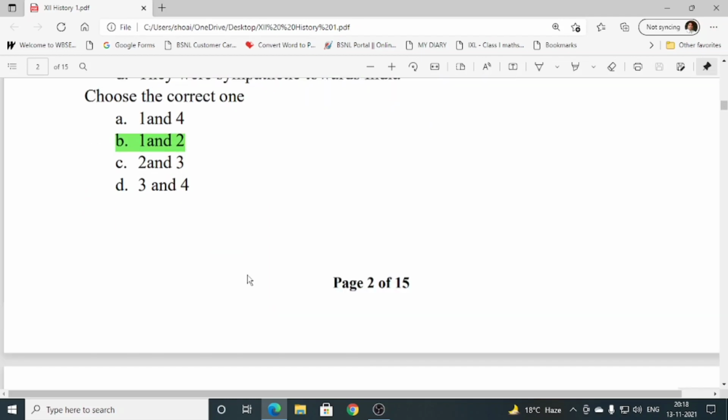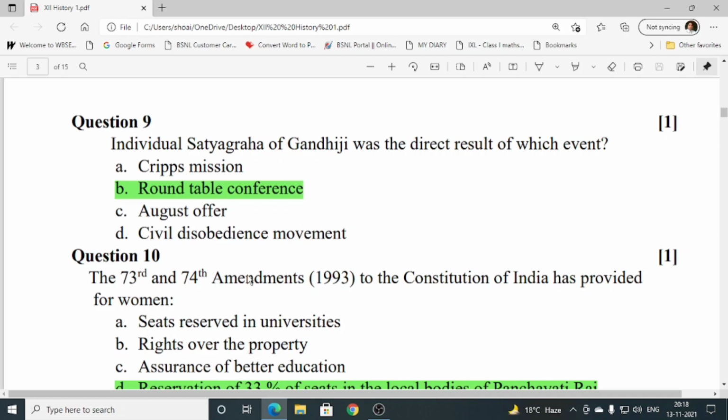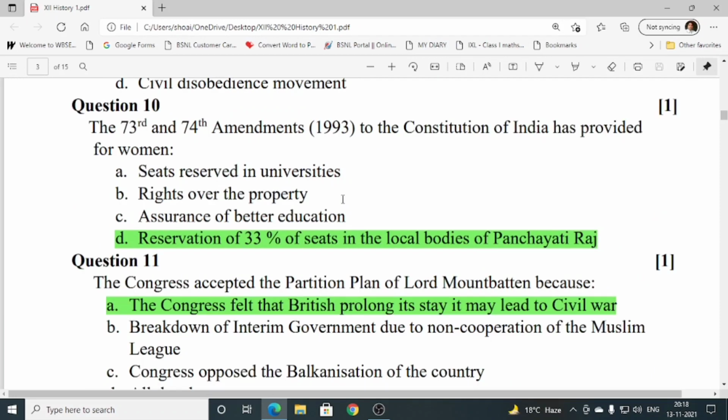Now number 9. The individual satyagraha of Gandhiji was the direct result of which event? The round table conference. Soon after returning from the round table conference, he advised individual satyagraha. Then the next one is number 10. What has been provided through the 73rd and 74th Amendment Acts to the Constitution of India for women? D, reservation of 33% of seats in local bodies of Panchayati Raj.